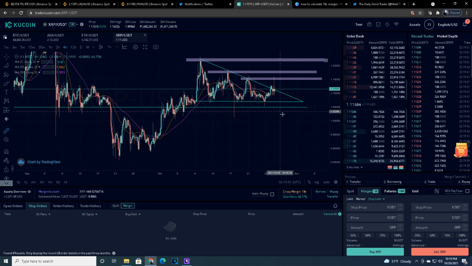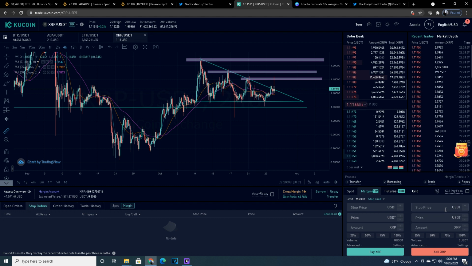And I'll show you how to do that now. So I'm on 10x margin. You want to create a stop limit order. And you want to make sure that you do not have auto borrow enabled, because auto borrow enabled will create a short instead of selling. It'll actually create a short, and you don't want that.